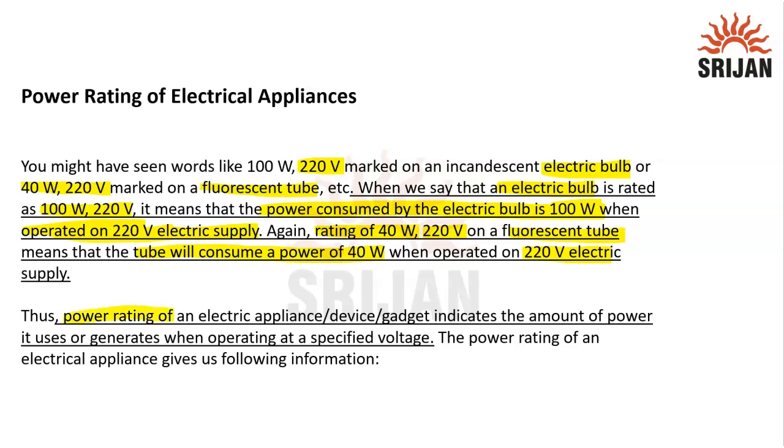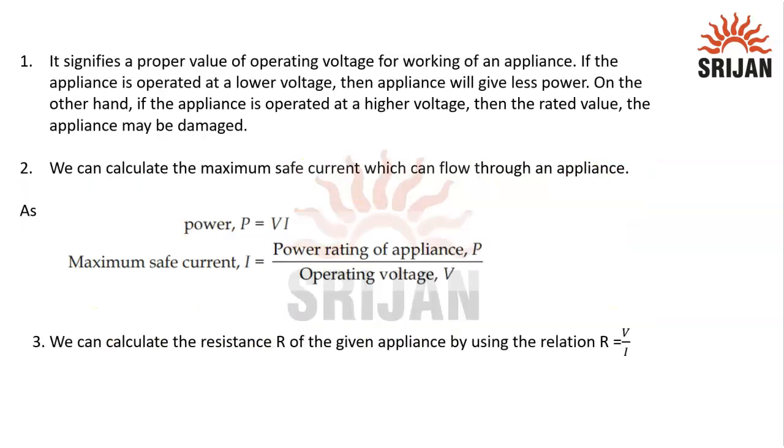Thus, the power rating of an electric appliance indicates the amount of power it uses or even generates when operating at a specified voltage. The power rating of an electrical appliance gives us the following information. First of all, it signifies the proper value of operating voltage for working of an appliance, like 220 volt. If the appliance is operated at a lower voltage, then it will give less power. On the other hand, if the appliance is operated at a higher voltage than the rated value, then it may be damaged.